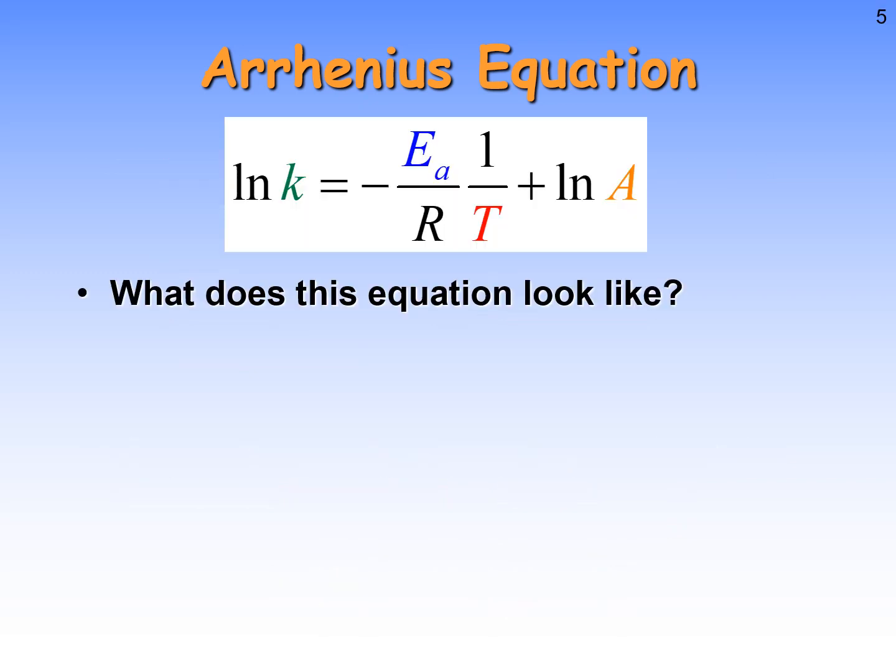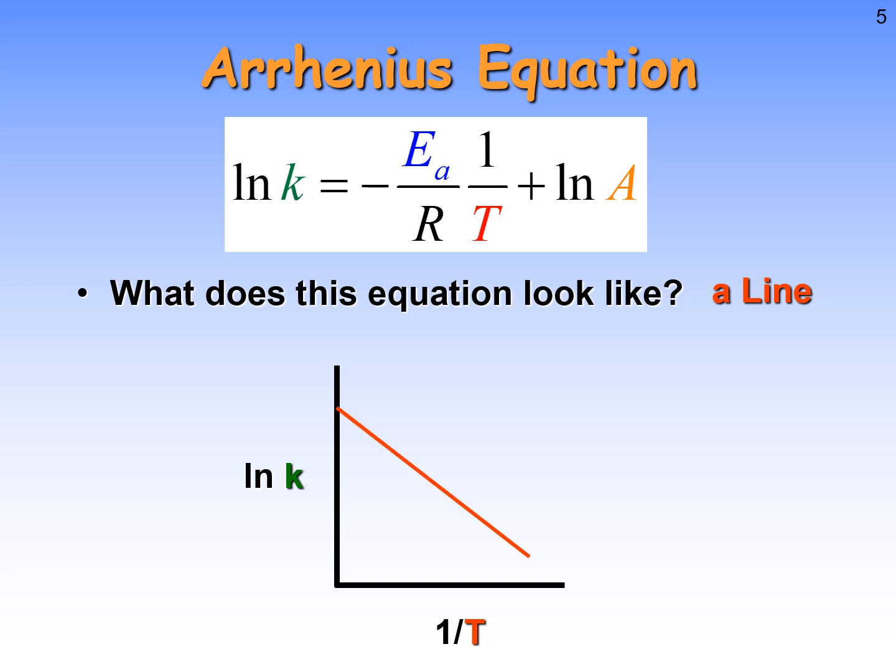So again, I mentioned this earlier. What does this equation look like? It looks like a line, and we can graph it. ln of k versus 1 over T in Kelvin will give us a straight line with a negative slope, and that slope will be equal to negative EA over R, and our intercept will be equal to ln of A. Now we can use this to actually determine a lot of things, and we'll do that in the thermodynamics worksheet that's near the end of the semester.